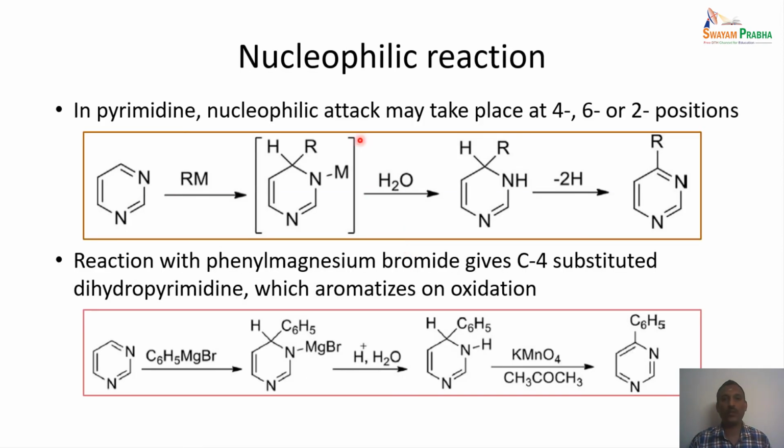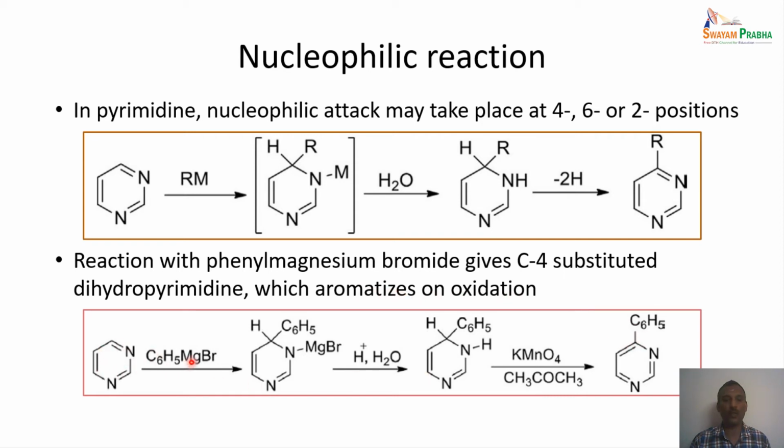And in the case of a nucleophilic reaction, the nucleophilic attack takes place at 4, 6 and 2 positions. So basically the 4 position attack is the most favored one. So when we number it here 1, 2, 3, 4. So this is the 4th position. So the 4th position nucleophilic substitution takes place very readily. And when we treat with phenyl magnesium bromide, it gives the C4 substituted dihydropyrimidine, which aromatizes on oxidation.